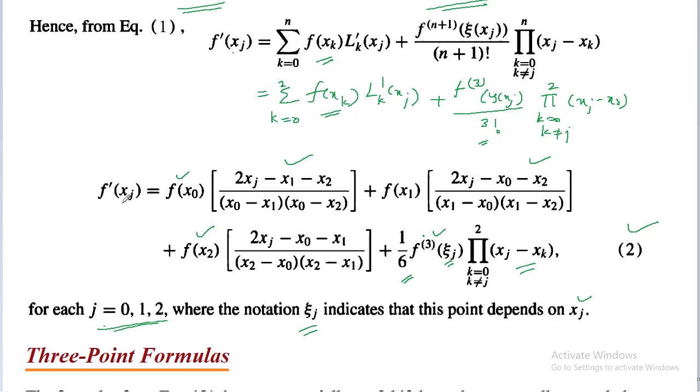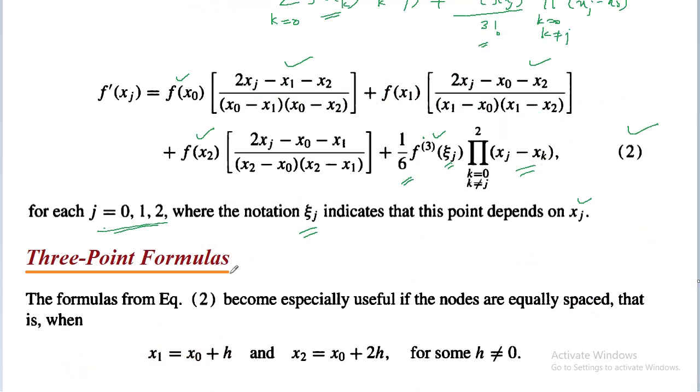We have f dash of xj equal to this. Suppose we have the points x0, x1 and x2. Suppose these points are equally spaced. That is, we have x1 equal to x0 plus h and x2 equal to x0 plus 2h, for some h not equal to 0.